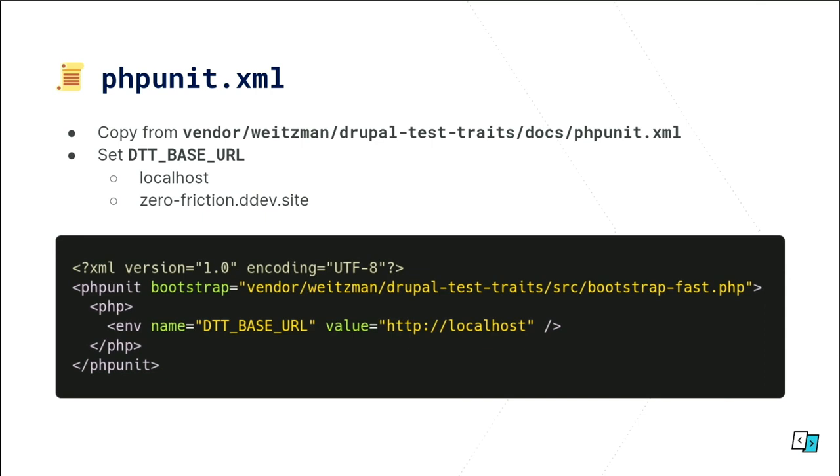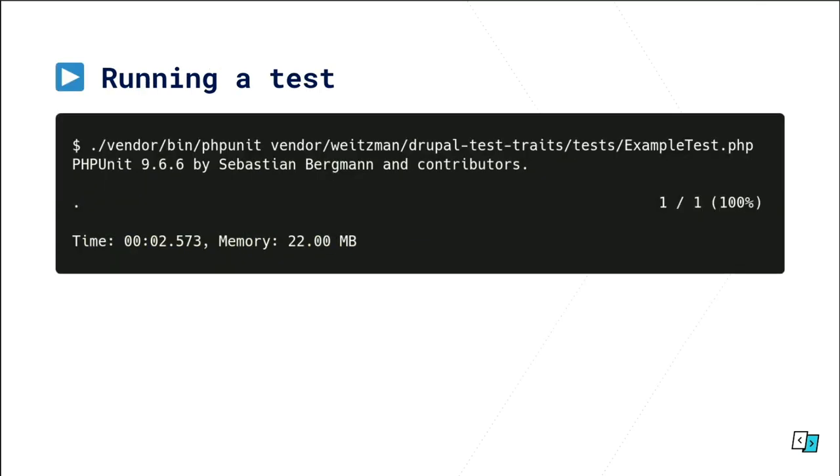And then to test that it's working, there's an example test in the Drupal test traits library which you can run against the standard profile installation that we did in a previous step. Basically just run the PHPUnit command and pass it the path to the test. The dot there indicates that the test ran successfully, and we ran 1 out of 1 tests with a 100% pass rate, and it all ran in 2.5 seconds.